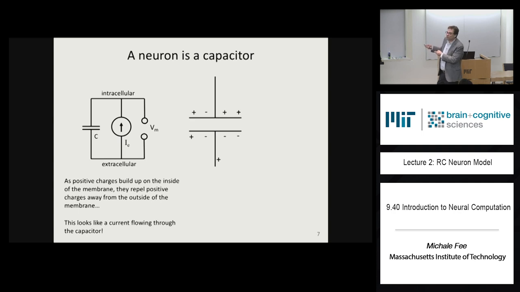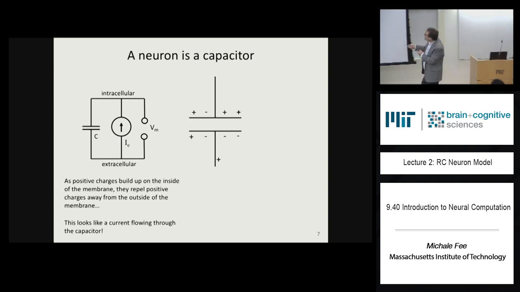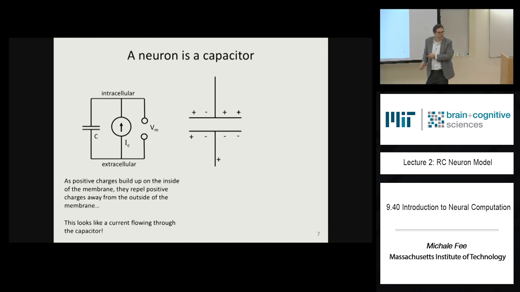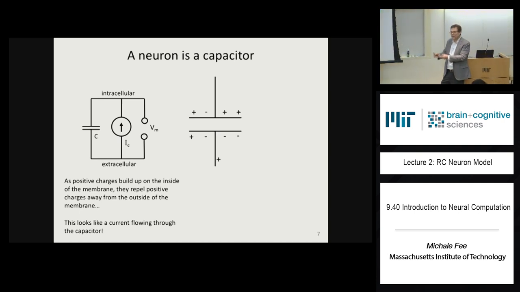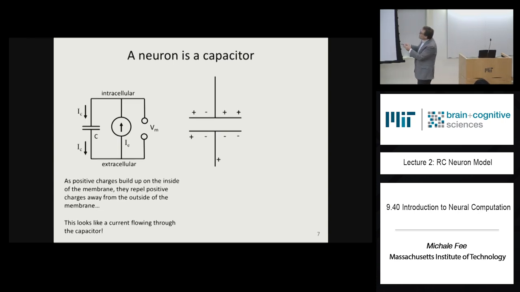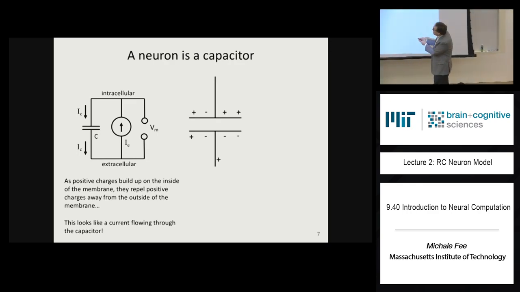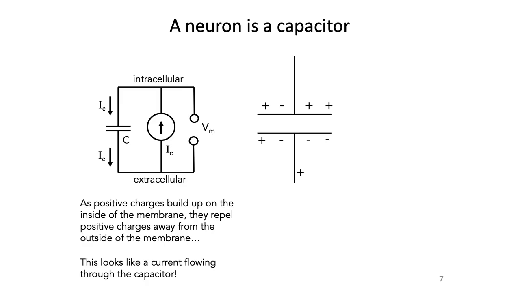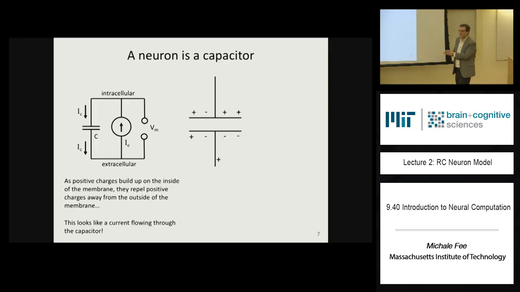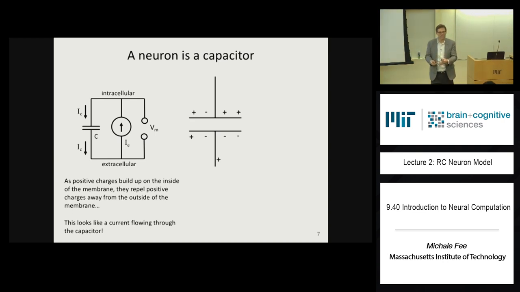We have a current flowing. We have charges coming in and charges leaving. We have a current flowing through an insulator. How is that possible? It's a capacitive current. Okay, no charges are actually passing through the insulator, but it looks like you have a current flowing. That's called a capacitive current. And we represent that in our diagram by a current, I sub C, capacitive current that flows through the capacitor. Pretty cool, right? You have a current flowing through an insulator. That's what a capacitor is.